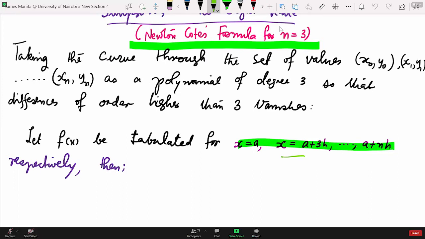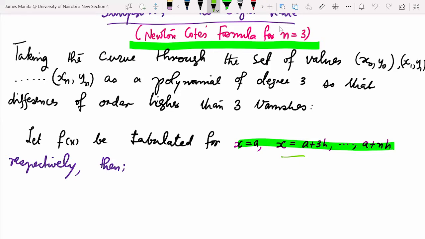wherever I am. So what we were looking at last time is the Simpson's rule, which is the same as Simpson's 1/3 rule, which is the same as the Newton-Cotes formula for n equals 3. Then we were talking about taking a curve which passes through the set of values x0, y0, up to xn, yn. And this should be a polynomial of degree 3.